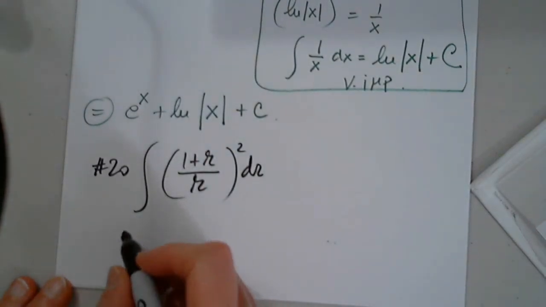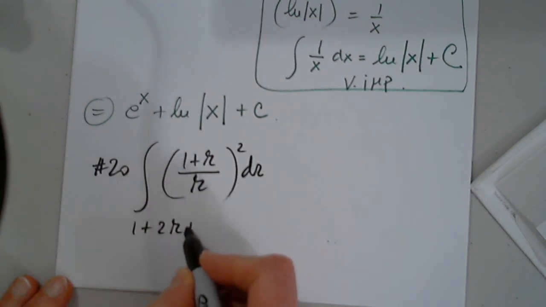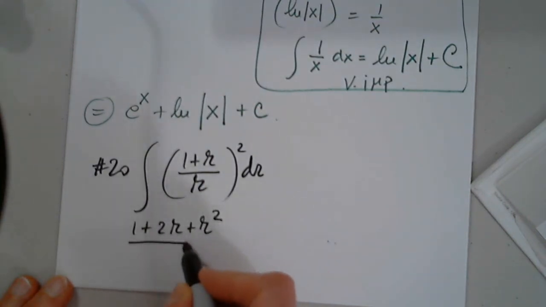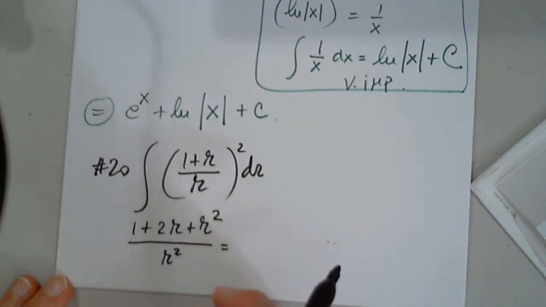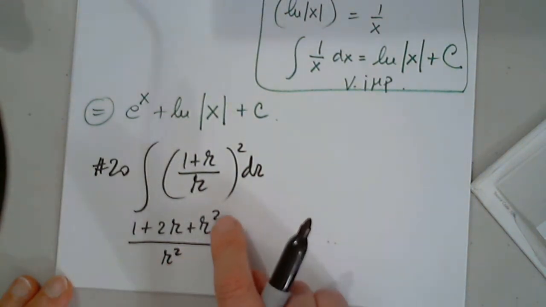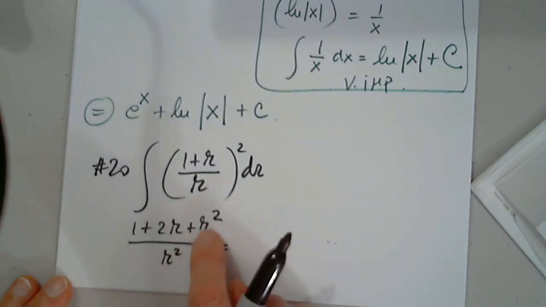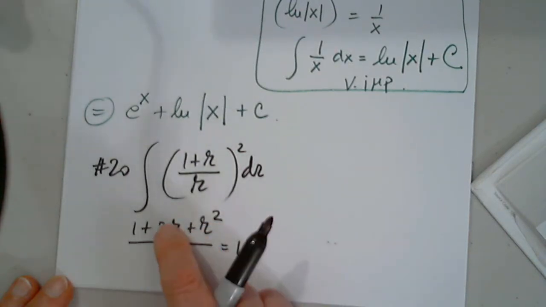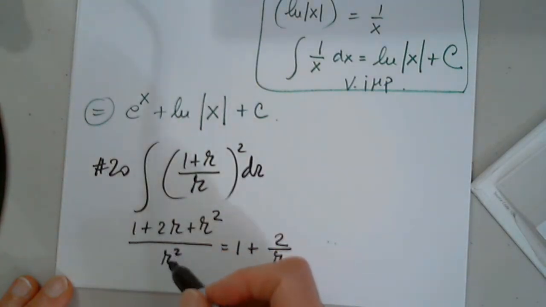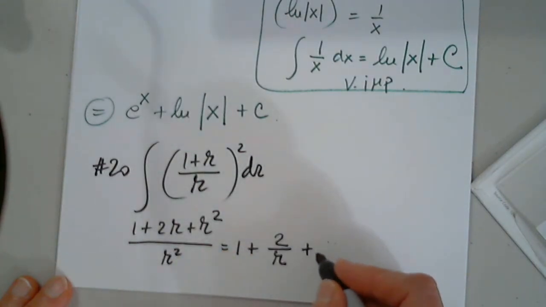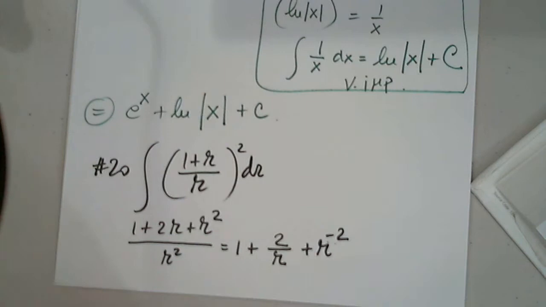So let's do it aside. So 1 plus r squared is 1 plus 2r plus r squared. Square the denominator as well, so it's r squared. And now I have to separate into 3 fractions. I'll start in the correct order. This over this is 1 plus. This over this is 2 over r. And this over this, I'm going to write plus r to negative 2.